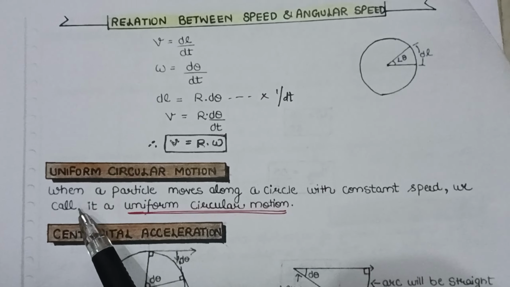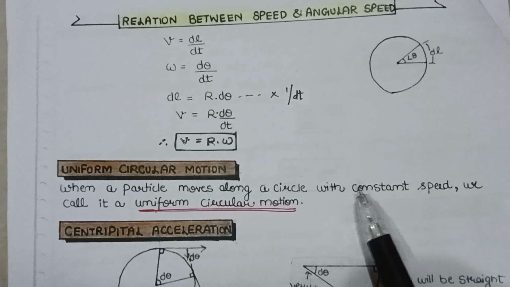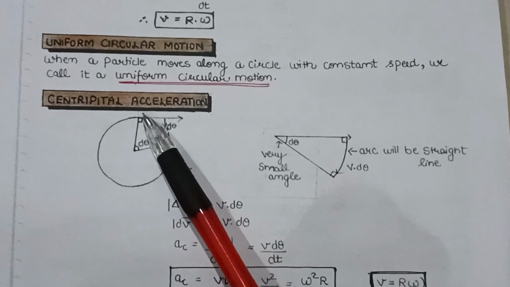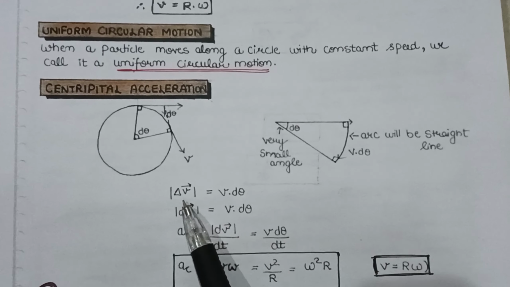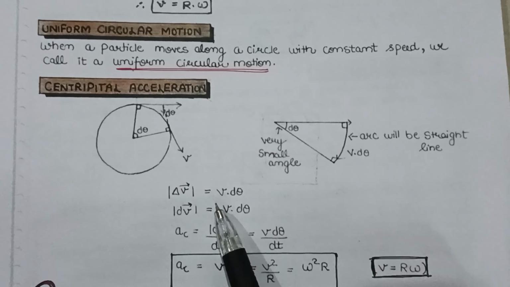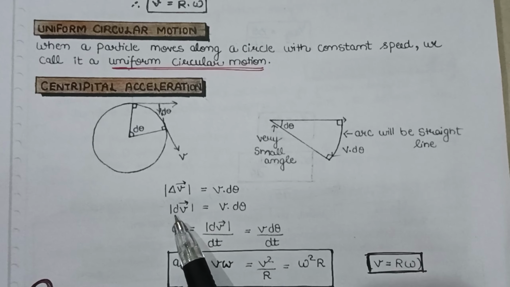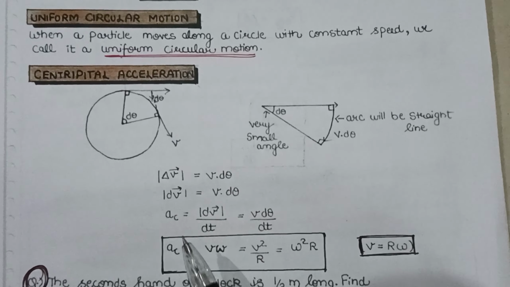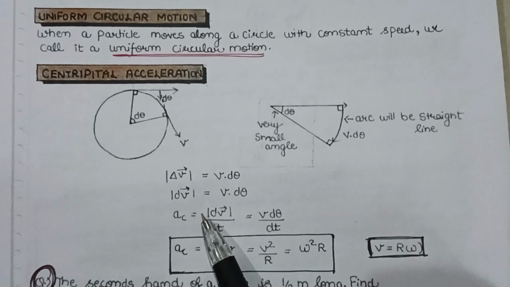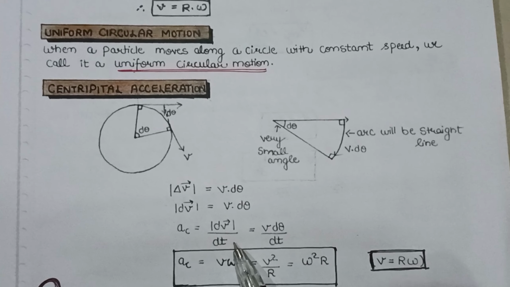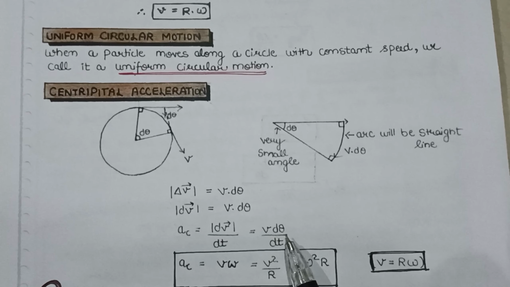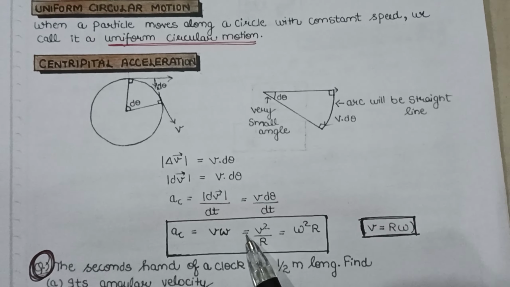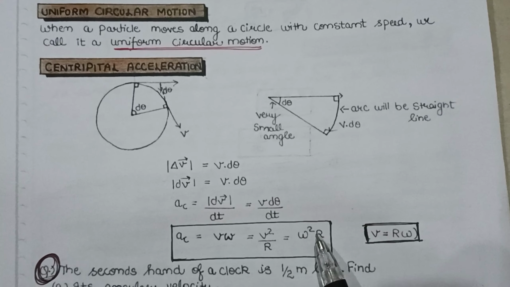Uniform circular motion. When a particle moves along a circle with constant speed, we call it uniform circular motion. Centripetal acceleration. Magnitude of delta v vector is equal to v dot d theta. Magnitude of dv vector is equal to v dot d theta. ac, or the centripetal acceleration, is equal to magnitude of dv vector upon dt is equal to v dot d theta by dt. Centripetal acceleration is equal to v omega is equal to v square by r is equal to omega square r.